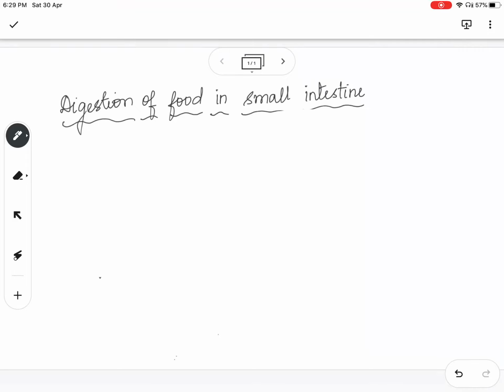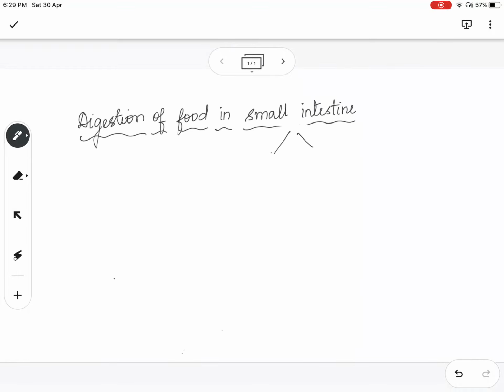In today's video, I'll be dealing with the topic that is digestion of food in small intestine from the chapter digestion and absorption. Now here in the small intestine, both methods of digestion are going to take place. One is the mechanical digestion, the other one is the chemical digestion.